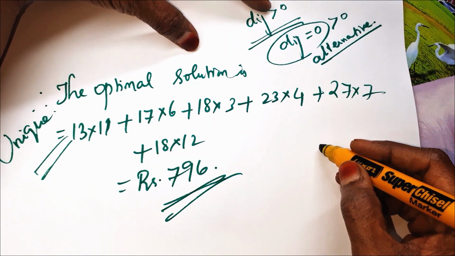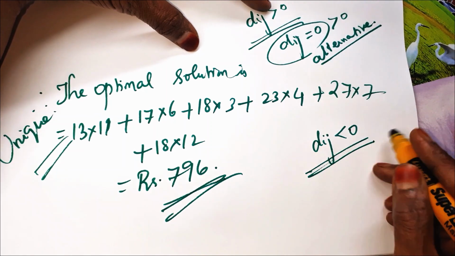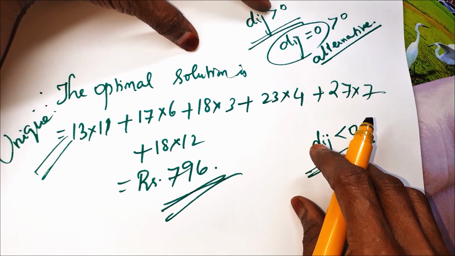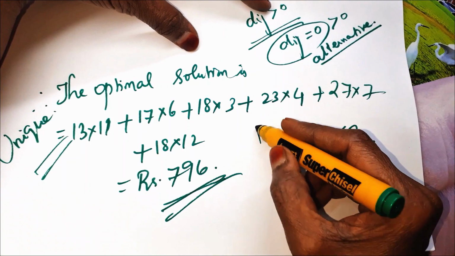If any one dij value is less than 0, the procedure is different. Now we are not discussing that. I will do a separate video on that problem. Is it clear how we did the MODI method?